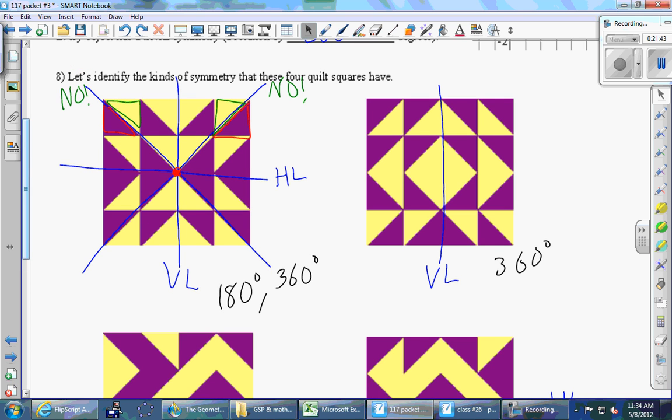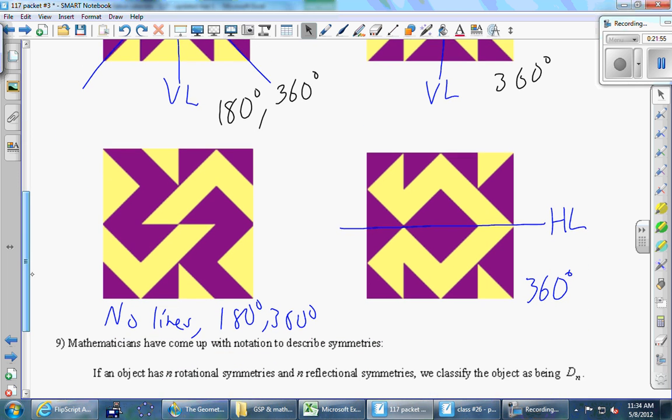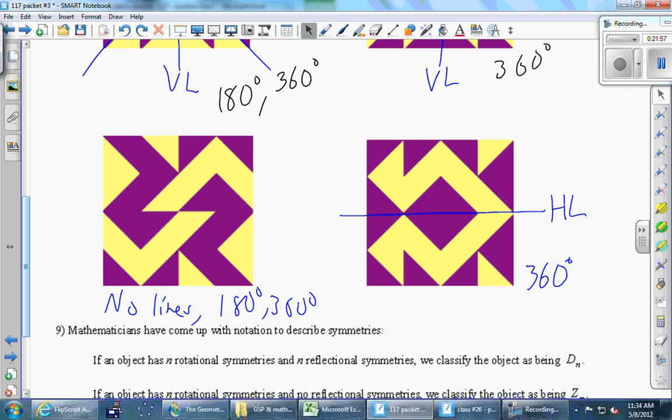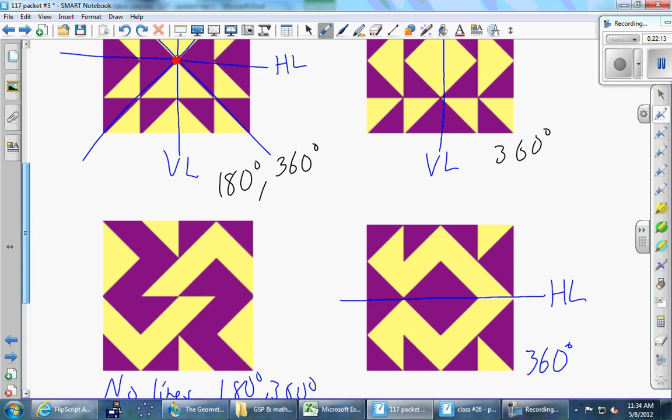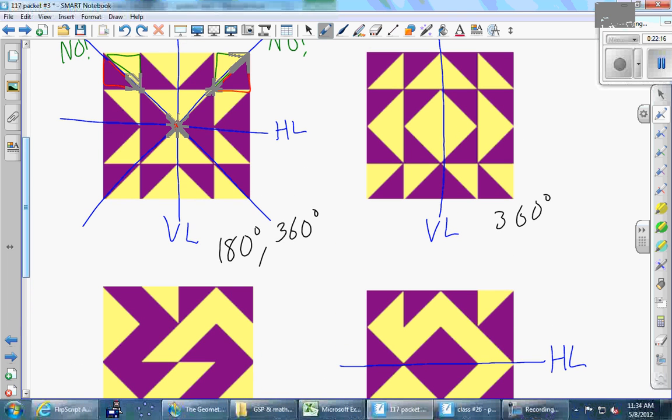Okay, so let's just come back together and double check our answers. The top right one, we have a vertical line for that and 360 only. Is that right? Okay, and the bottom left, we had no lines of symmetry, only rotation. 180 works, 360 works. And then finally this guy, horizontal line and only 360. Yes? Okay, a couple of observations. First one, why was 90 degrees a good thing to try rotating by?